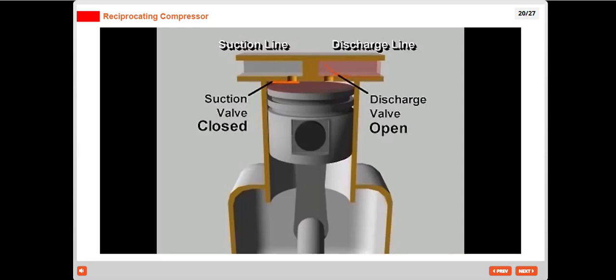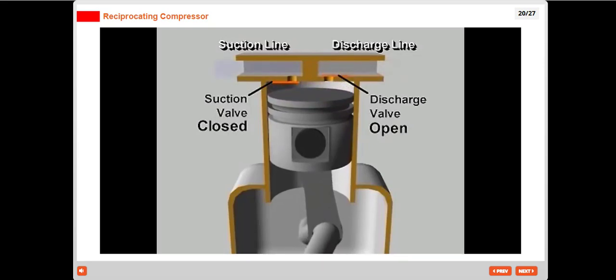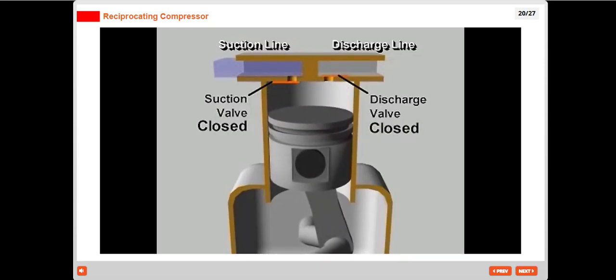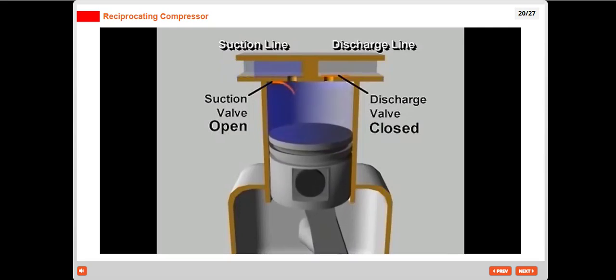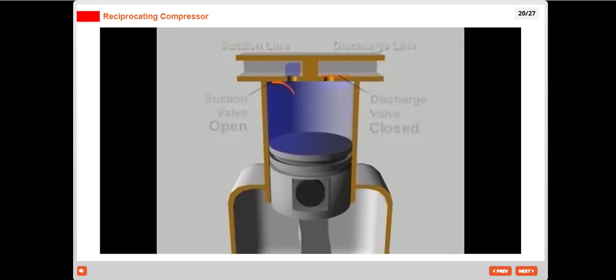The complete cycle then repeats during each revolution of the crankshaft. This is the mechanical positive displacement vapor compression cycle using a reciprocating compressor.